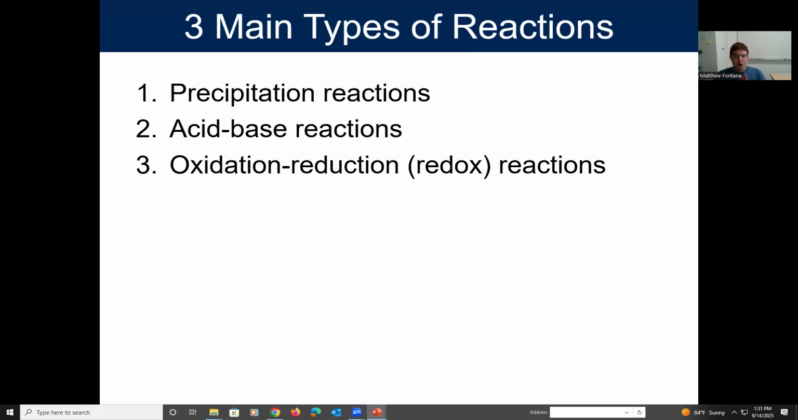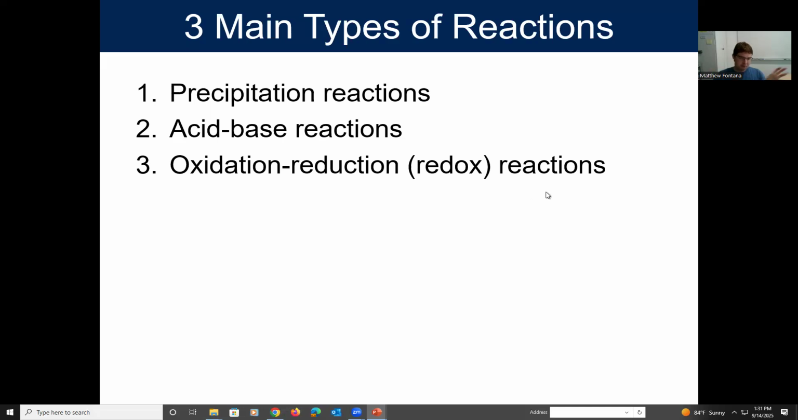Okay, so next thing we're going to talk about. We've talked about solutions, what they are conceptually, solute, solvent, solution, and different concentrations of solutions. So now we are going to describe three main types of reactions. First, we're going to talk about precipitation reactions. Then we'll move on to acid-base reactions. And then finally, we'll work on oxidation, reduction, or redox reactions.